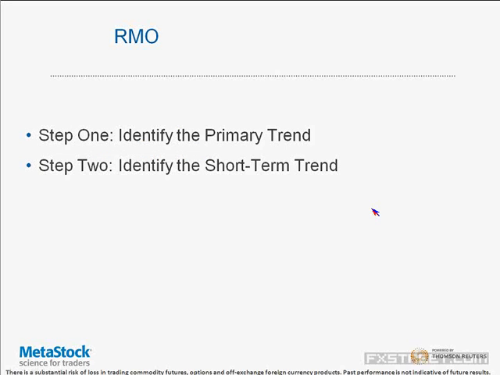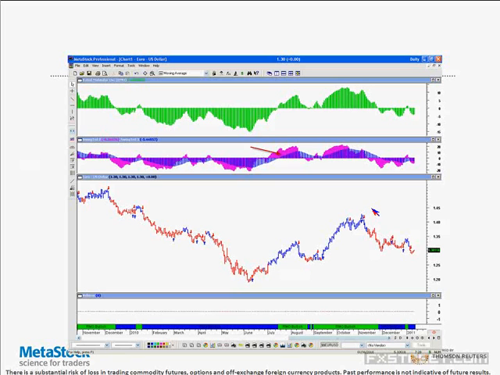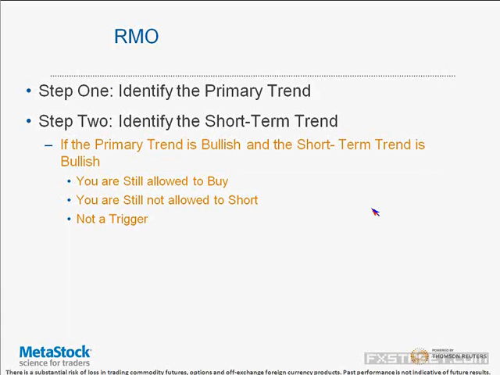Then we go to step number 2 in our 3-step process. Before, we were looking at the primary trend; now we're going to look at the short-term trend. We want to do this a little bit more specifically, and I've got some examples here. But we want the primary trend to match up with the short-term trend. In other words, if we're going to do a short position, we want it to be bearish both short-term and long-term. Okay. So in that case, we'd be allowed to short. We still wouldn't be allowed to buy, but we want them to match up.